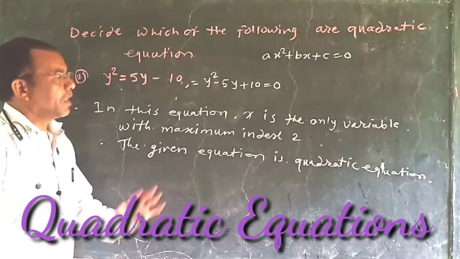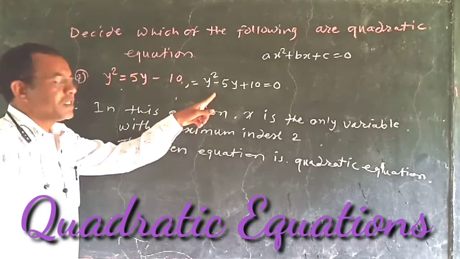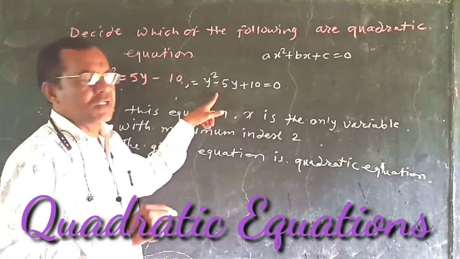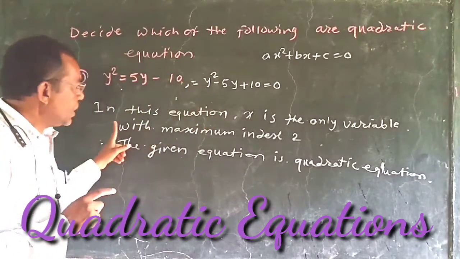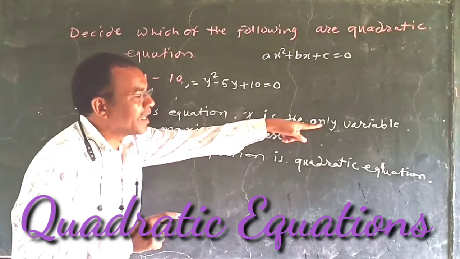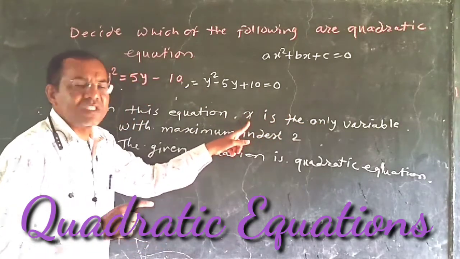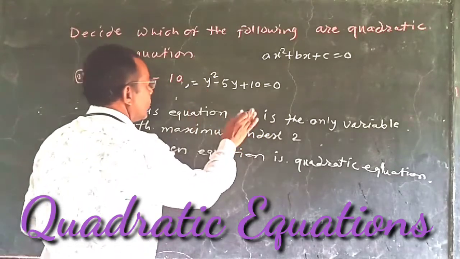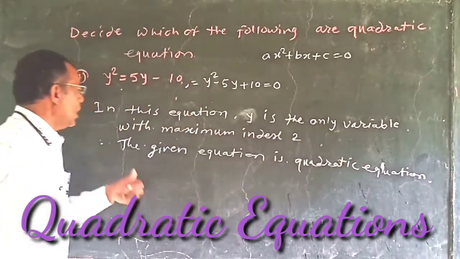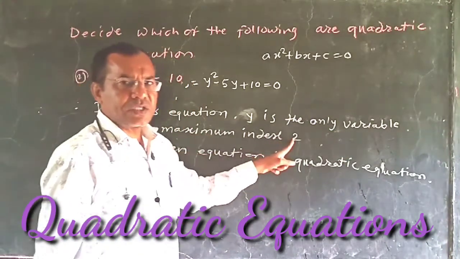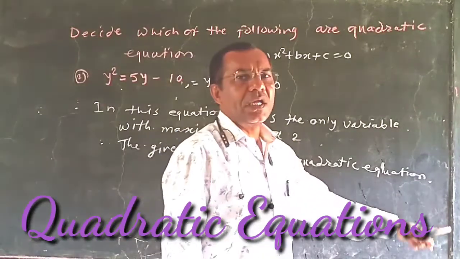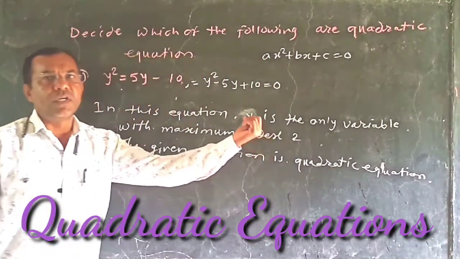Now see here, boys. Is it a quadratic equation? Yes. You have decided it is a quadratic equation. How will you write here? In this equation, is x the variable? No. Which is the variable here? Correct. y is the variable. y is the only variable with maximum index 2. Therefore, the given equation is a quadratic equation. You will write this.